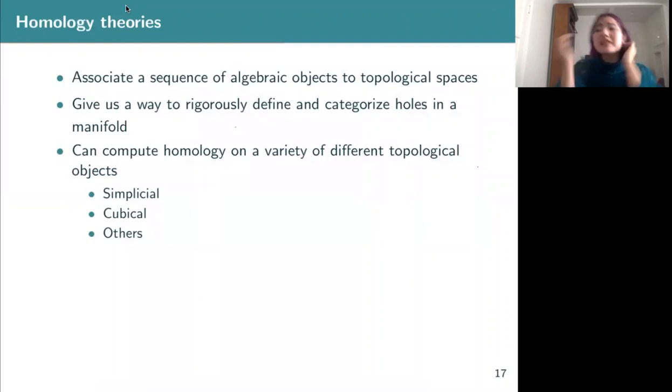Basically, homology theory is anything that associates a sequence of algebraic objects to topological spaces, which is very, very vague. But usually the thing that we use them for in applied topology is categorizing the holes in a manifold. I've talked about there being a lot of different types of topological objects we can use. I just want to reiterate that you can technically compute homology on a lot of different types of things. Right now, I'm going to show you how to do that computation on a simplicial complex. But the computation looks almost exactly the same on other versions of these complexes, which is a little bit complicated, but we'll get through it.